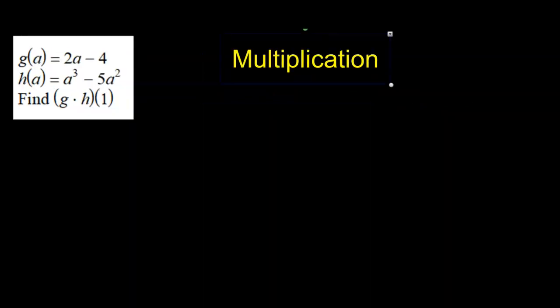And then here's an example of one where we do have something to plug in. So find g times h of 1. So you're going to take your g function, which is 2a minus 4, and you're going to multiply it times your h function, which is a cubed minus 5a squared.